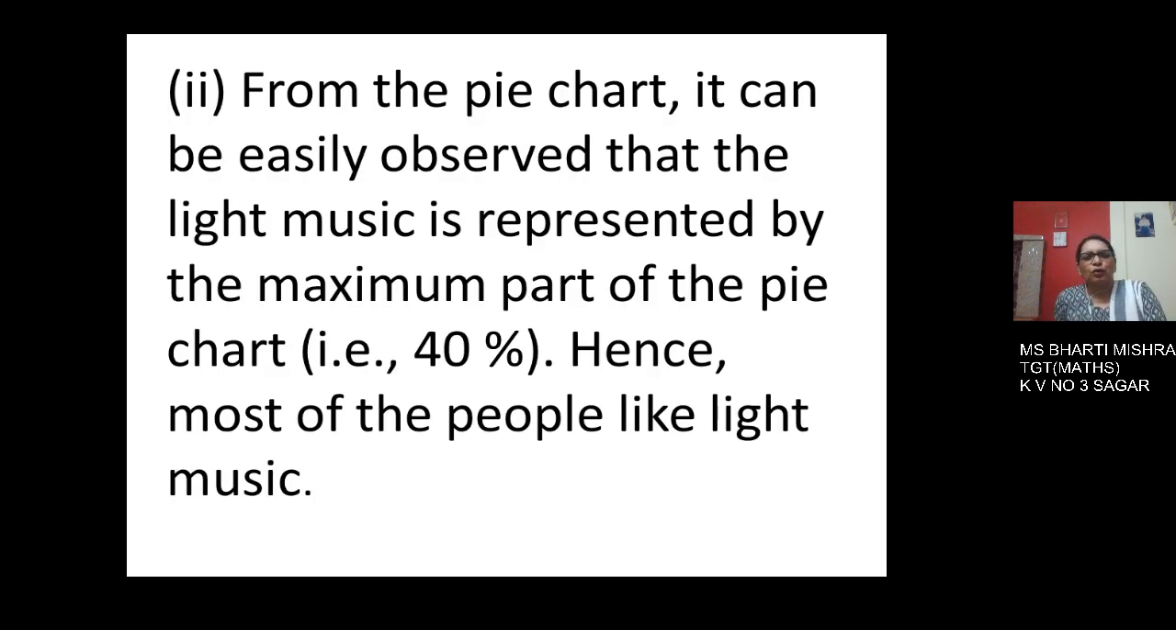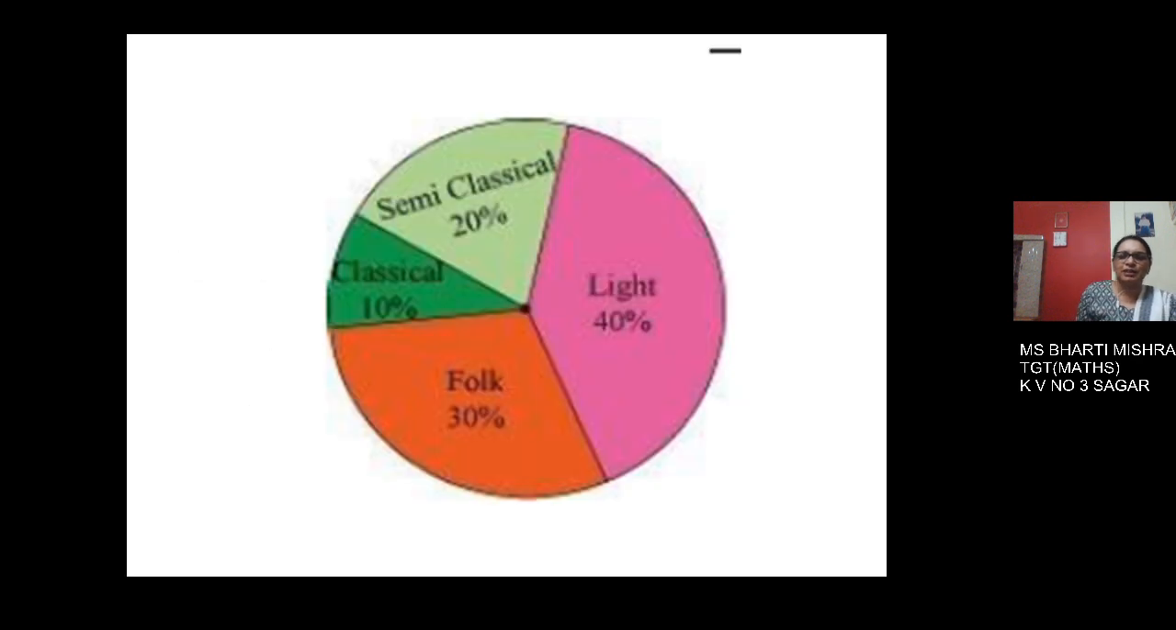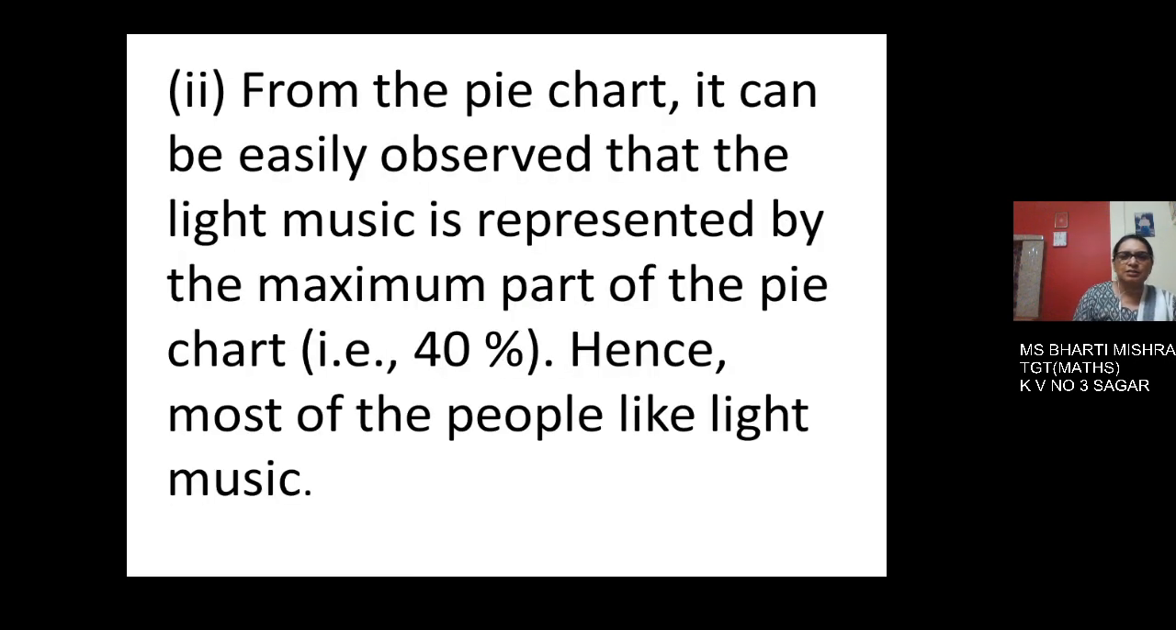Now the next part. From the pie chart, it can be easily observed that light music is represented by the maximum part of the pie chart, that is 40%. Look here, when you see the pie chart, the maximum portion is 40%, and this is the liking of light music. Hence, most of the people like light music.